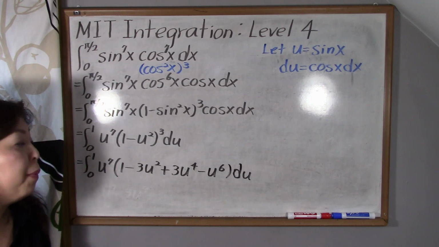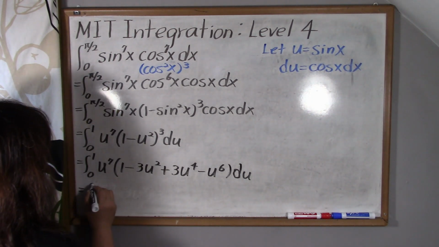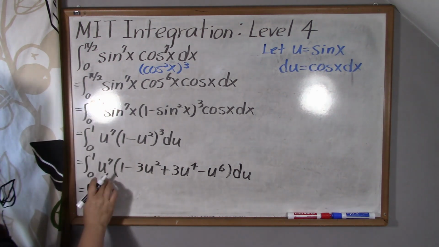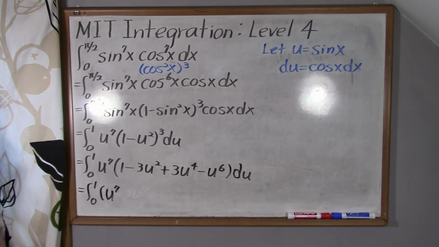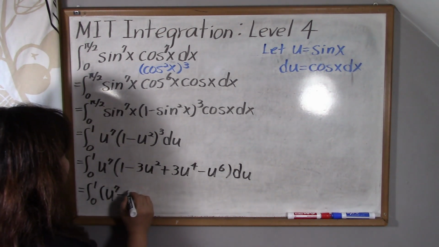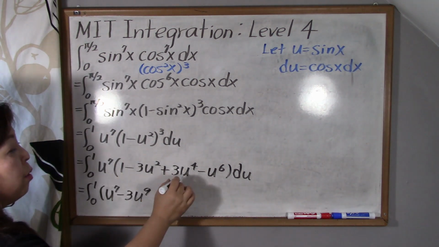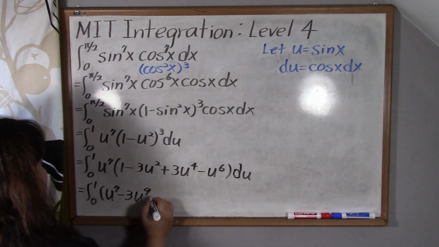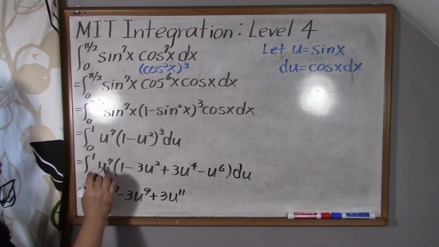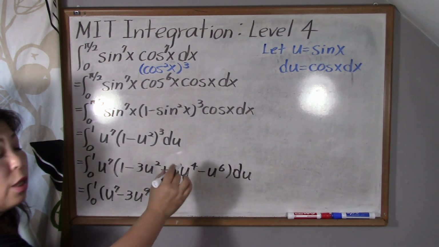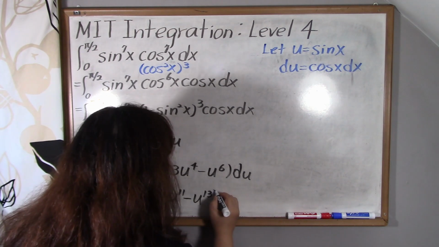Now we're going to use the distributive property. We're going to multiply each term by u to the 7th power. Okay? So I is equal to the integral from 0 to 1. u to the 7th power times 1 is u to the 7th power. u to the 7th power times negative 3u squared is negative 3u to the 9th power. Right? And then u to the 7th power times 3u to the 4th power, that is plus 3u to the 11th power. And next one, u to the 7th power times negative u to the 6th power, that is negative u to the 13th power. Okay?